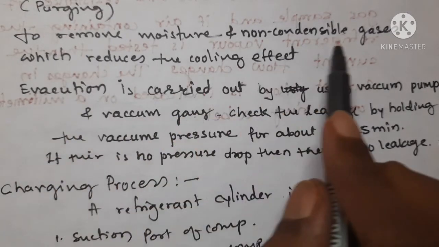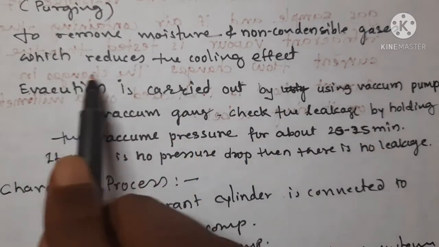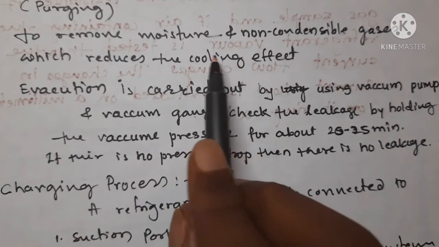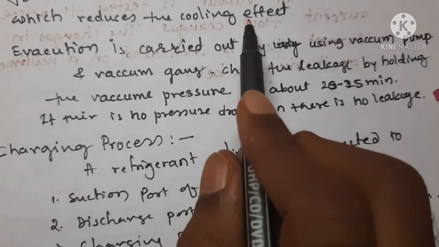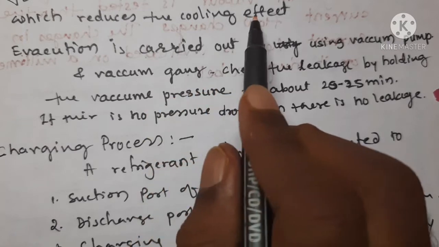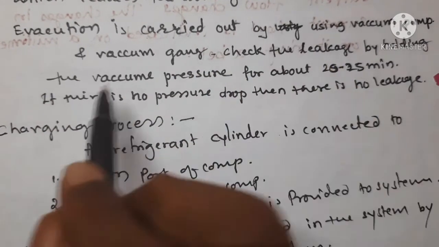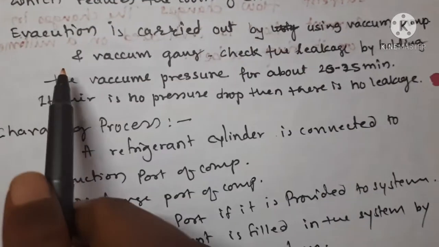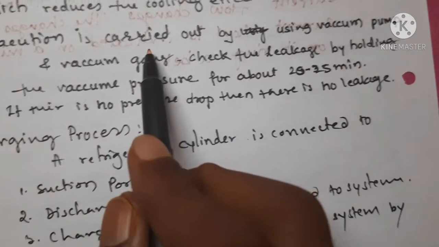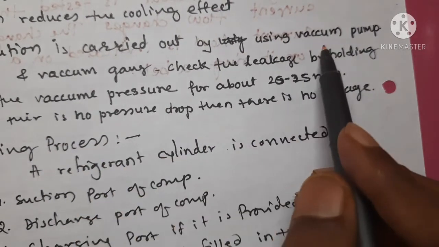To remove the moisture and non-condensable gases which reduce the cooling effect, it is necessary that the outside air which enters the system due to leakage of the refrigerant is removed before charging the refrigerant. That is known as vacuumization of the system. Evacuation is carried out by using the vacuum pump.